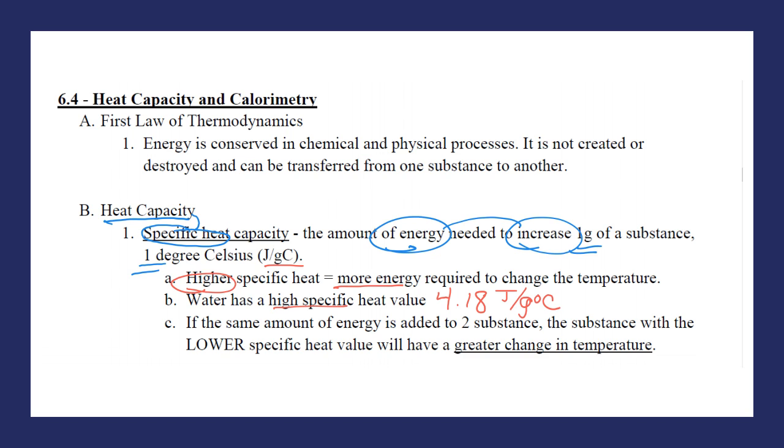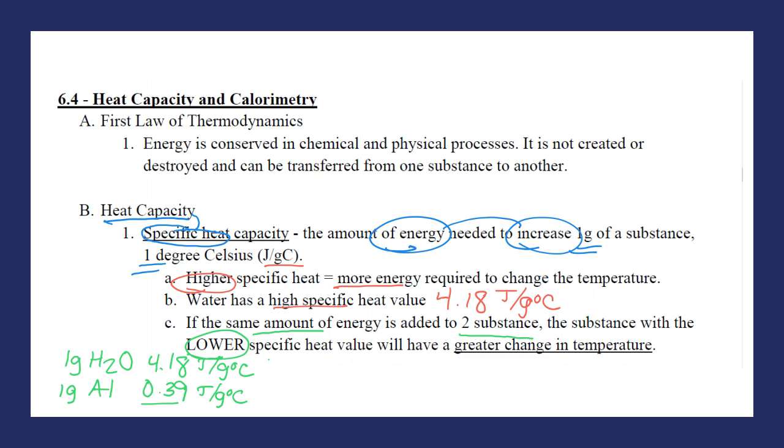So if we're comparing two substances that have different specific heat values, let's say you've got 1 gram of water, with a specific heat of 4.18, versus 1 gram of aluminum, and aluminum has a specific heat of 0.39. It only takes 0.39 joules to raise the temperature of 1 gram of aluminum 1 degree Celsius. It takes 4.18 joules to raise the temperature of water.